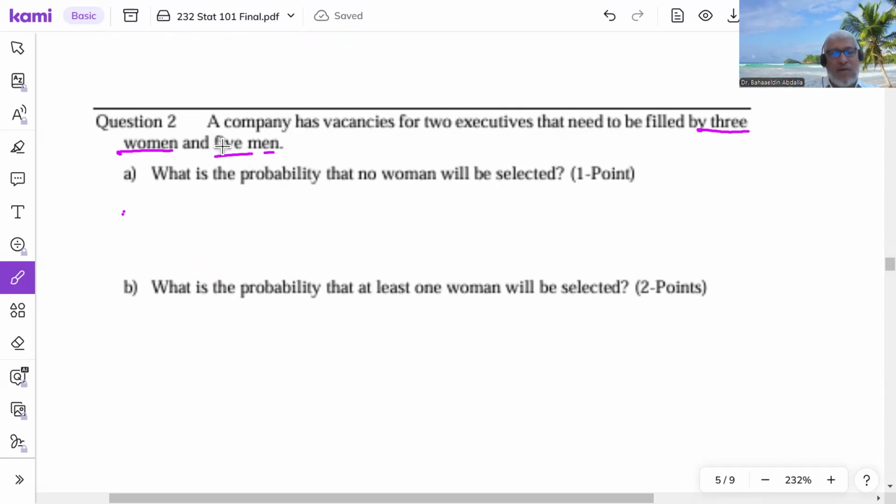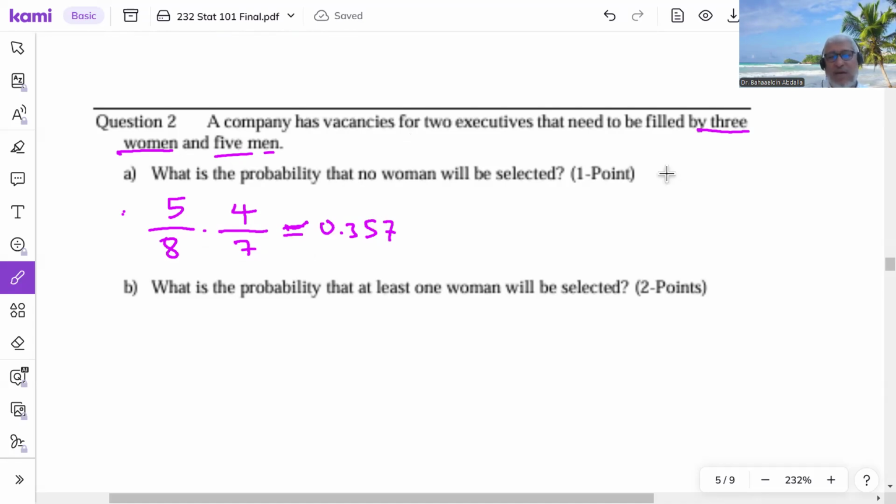How many men are there? 5 out of what? Out of 3 women and 5 men, so out of 8. So this is the probability that the first person is a man. Now, no woman means the second is also a man. We selected 1, so we still have 7, and we selected a man, so we still have 4 men. So the answer is 5 over 8 times 4 over 7, which on the calculator is approximately 0.357.